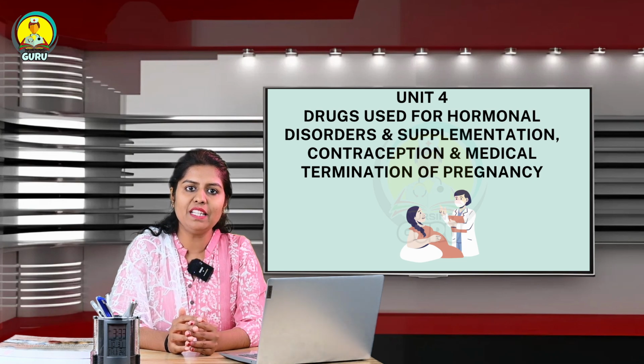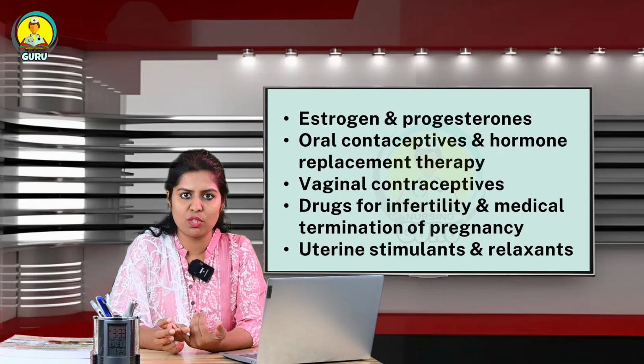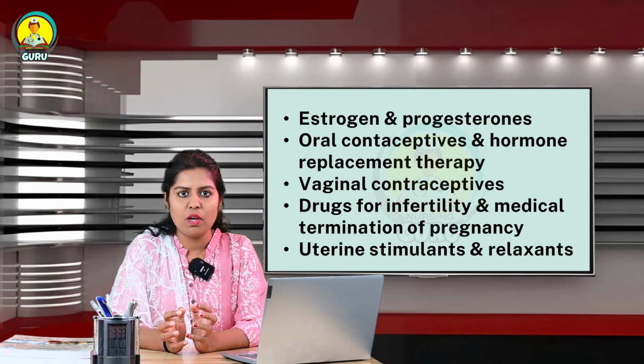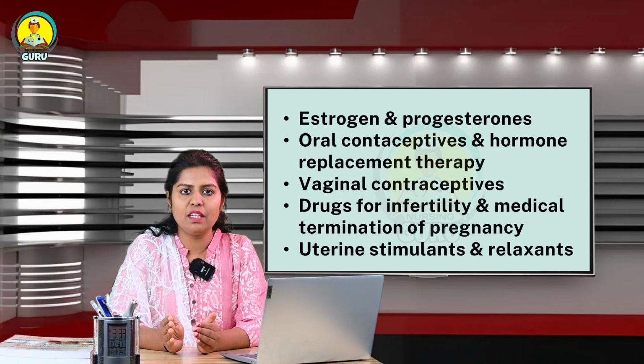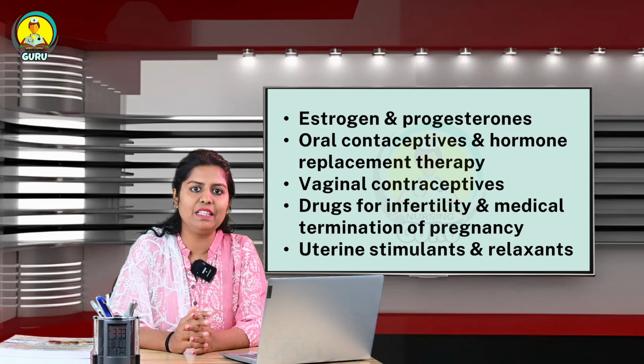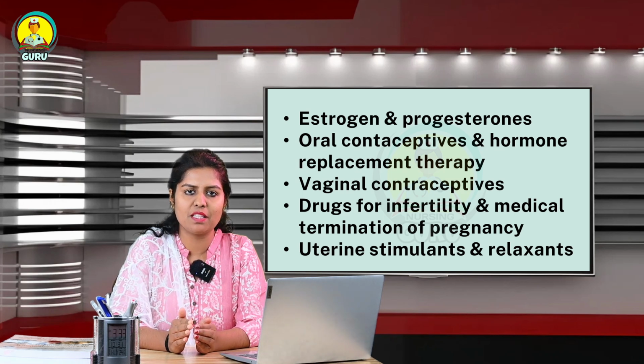So here mainly we will see regarding the drugs which we give for hormonal disorders, for example estrogens and progesterones, then oral contraceptives and hormone replacement therapy. Oral contraceptives also, it is a 5 marks question. Every year they are asking this question repetitively. Then vaginal contraceptives, drugs for infertility and medical termination of pregnancy.